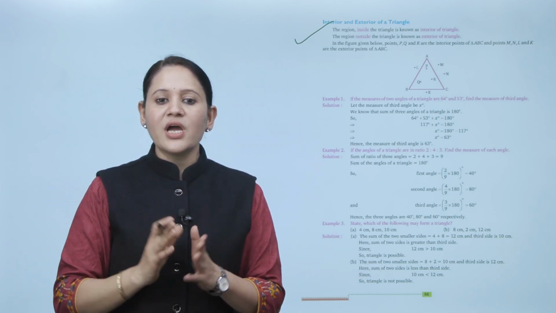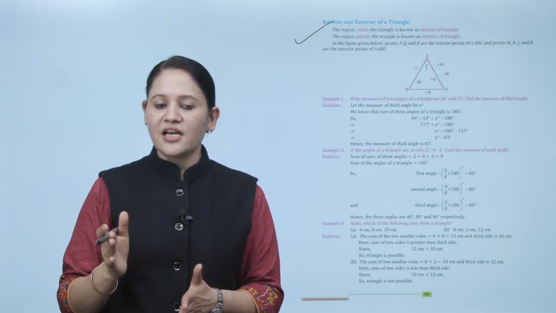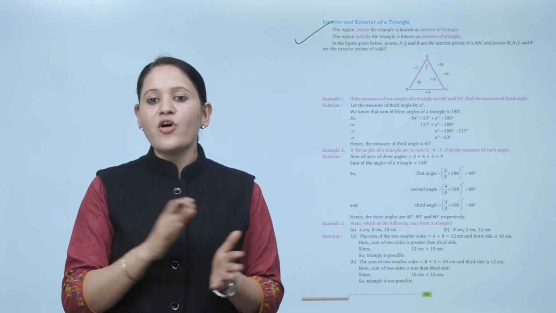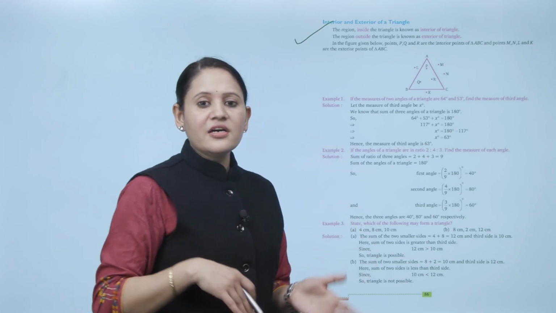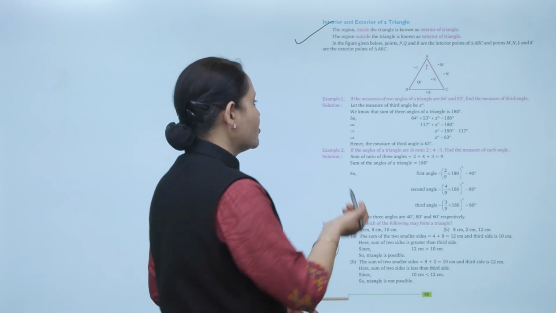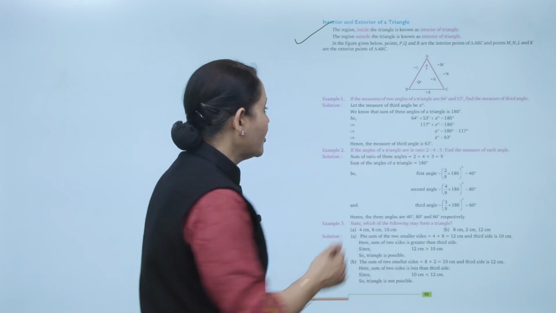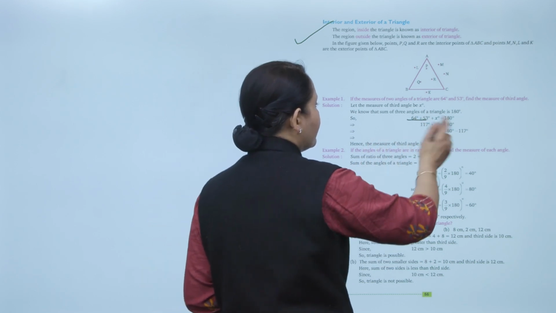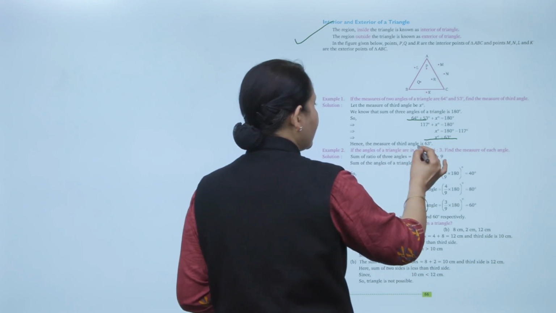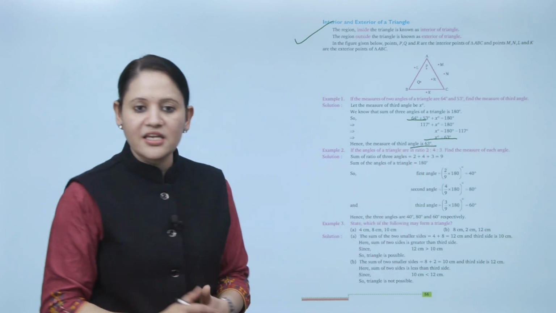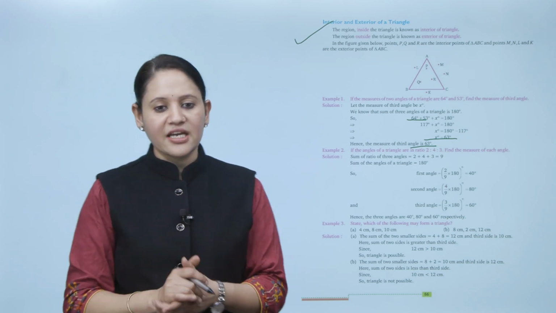Now we'll take an example. If the measure of two angles of a triangle is 64 degree and 53 degree, find the measure of the third angle. As we know, the sum of all three angles is 180 degree in a triangle. So let the third angle be x degree. So 64 plus 53 plus x degree equals 180 degree. Add both and subtract from 180, that is 63 degree. So the third angle measures 63 degree. So this is how, if two angles of a triangle are given, we can find out the third angle.